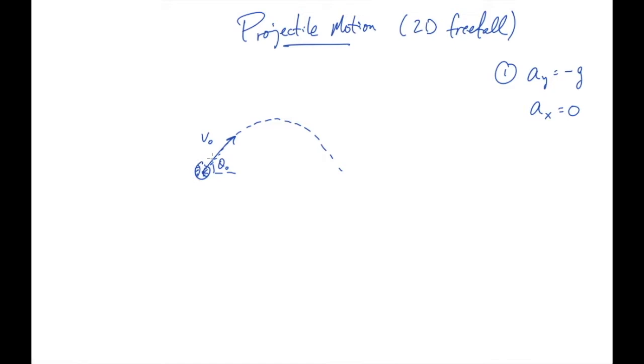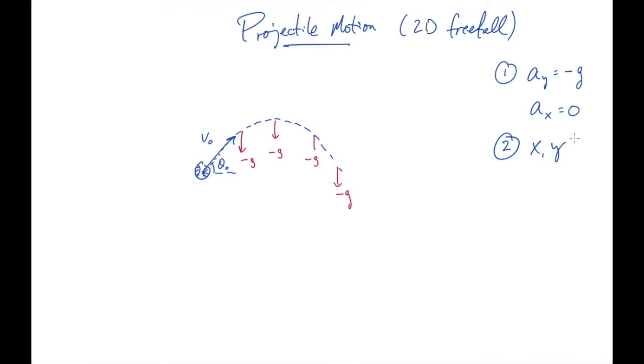As this ball is flying through the air, it's in free fall, and the only thing acting on it is gravity. So the acceleration, I'll draw it in red, is always directed straight down. Minus g straight down, minus g, everywhere so long as this thing is in free fall, the acceleration is the same. It's minus g straight down. No horizontal acceleration.